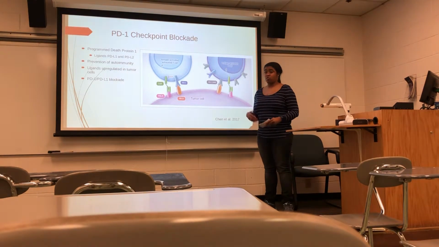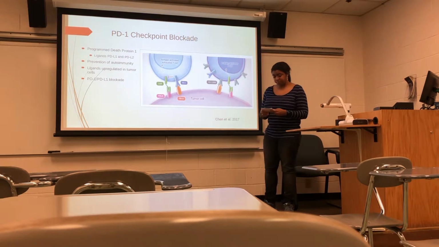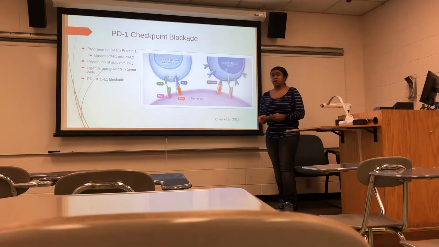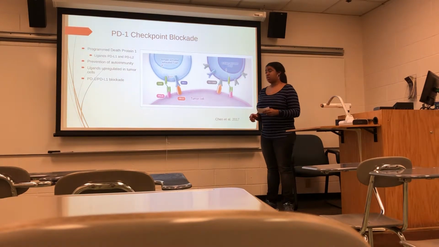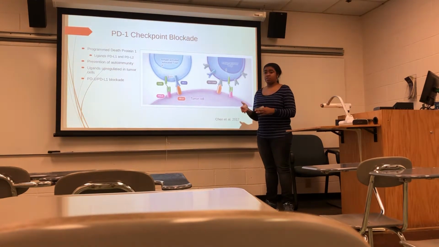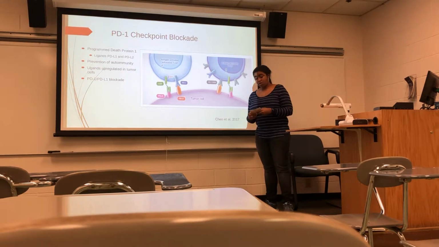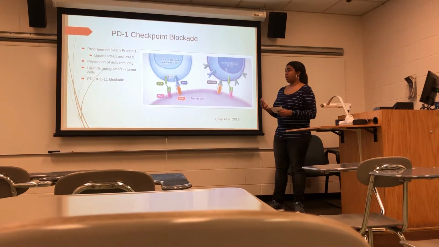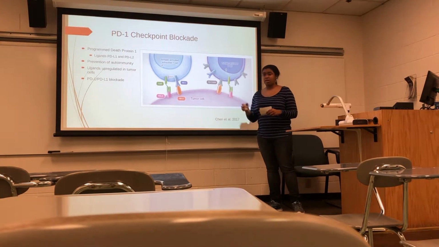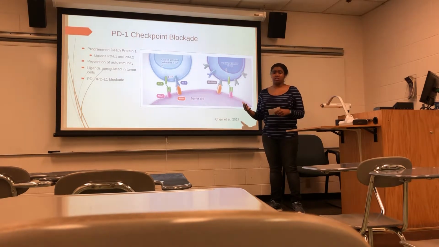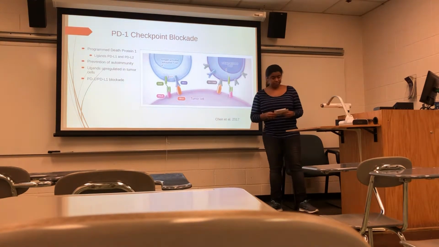There are methods to create a blockade to this PD-1, PDL1 checkpoint. One method is a PD-1 antibody. These antibodies are directed at PD-1 to prevent it from binding to PDL1. Another blockade would be using a DNR, or a dominant negative receptor, which would bind to the PDL1, preventing the PD-1 from binding, and that in turn prevents the inhibition of the T cell.